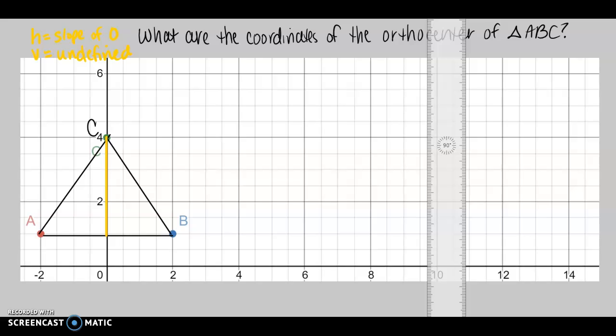So we already have one of our altitudes, so we know that the point of concurrency of the altitudes must land on this yellow segment, because that is one of the altitudes. There are two other altitudes, and where they cross this altitude is going to be the point of concurrency. So we really only have to find one other one, because wherever two altitudes meet, the third one is going to meet there as well.